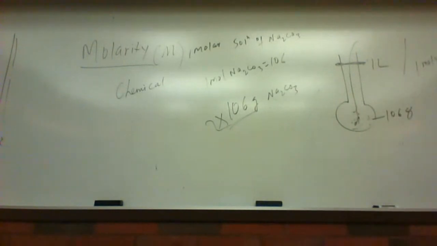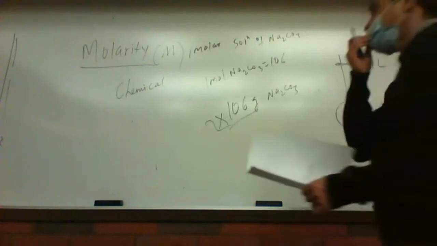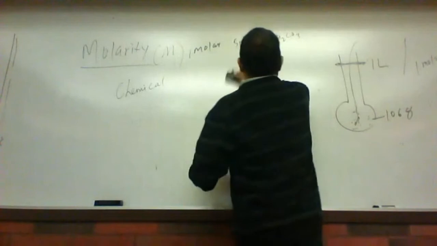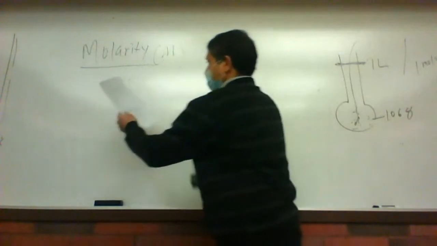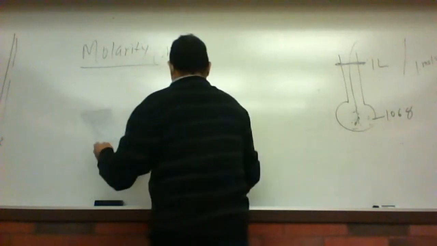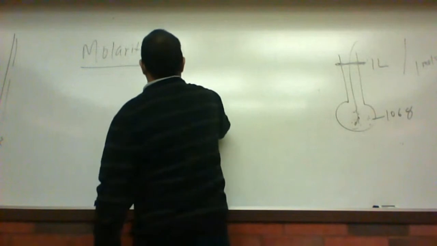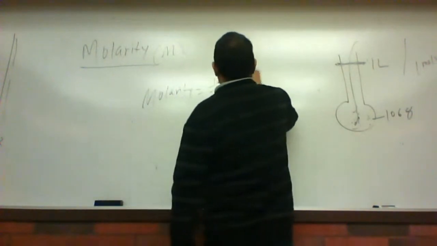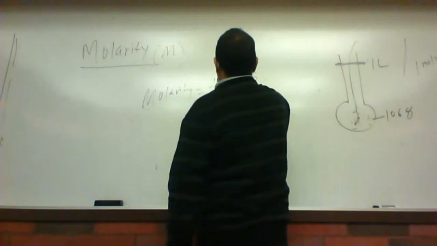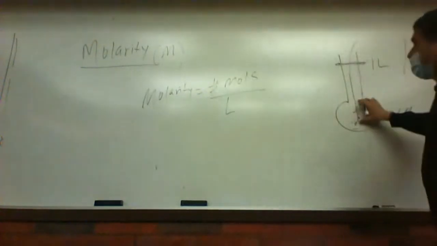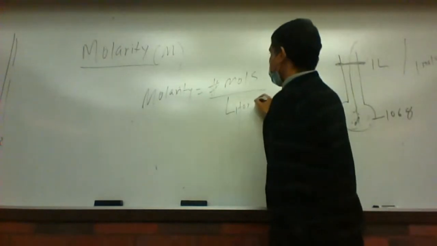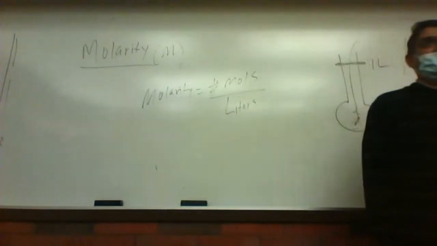Make sense? It's very important how to make the molar solution. Now, this is a formula, so you don't have to understand this all, but here is one formula. Molarity is equal to number of moles divided by liter. How big is this vessel? Liters. So this is the molarity. That's how we calculate.